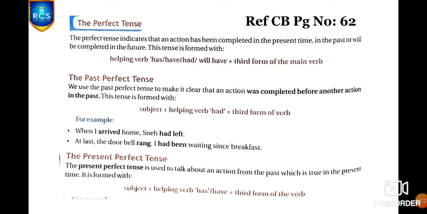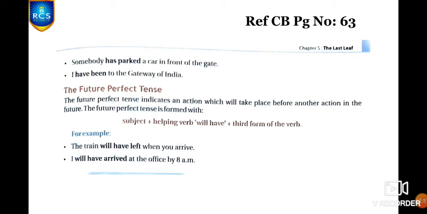The present perfect tense is used to talk about an action from the past which is true in the present time, that is continuing, that is it gets completed, only completed before a particular period of time in the present. And it is formed with subject plus helping verb has or have plus third form of the verb. For example, somebody has parked a car in front of the gate. I have been to the gateway of India. Clear? And next is the future perfect tense.